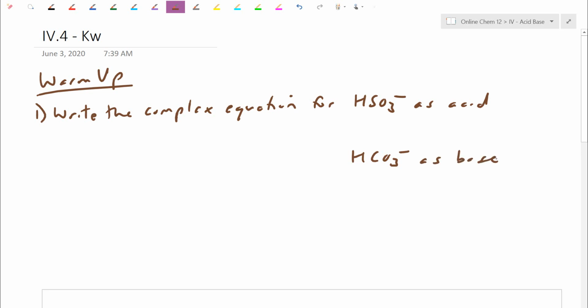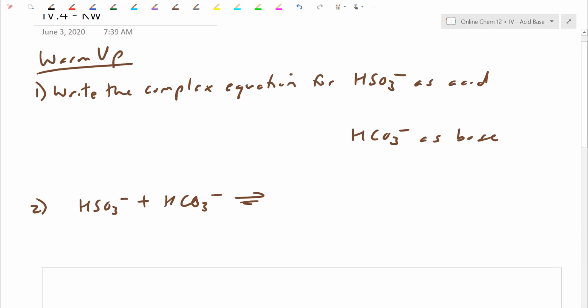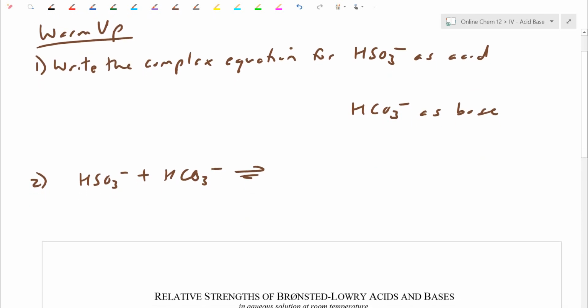Okay, so we have those two expressions there. Later on, armed with those two equations, I want you to see if you can complete this equation. What if I put HSO3 minus in the presence of HCO3 minus? Would you be able to predict for me which way the proton gets transferred? So again, I encourage you just to pause the video. For that one, you will need the table, and we'll see how we do.